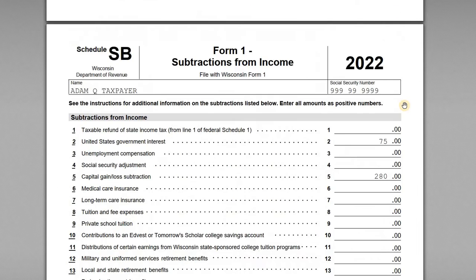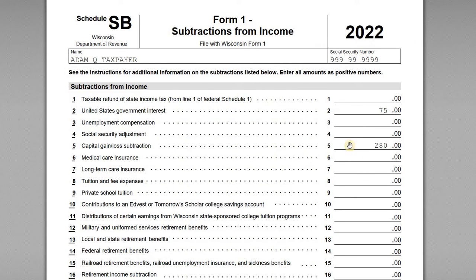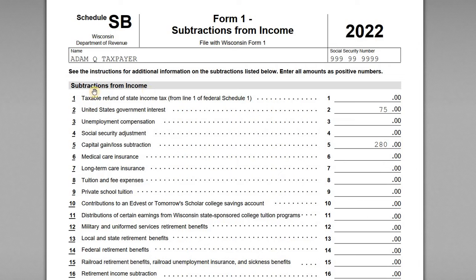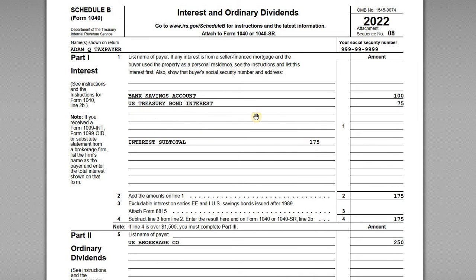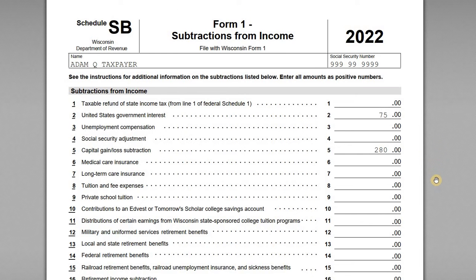And then for Schedule SB, where we have subtractions, we have our U.S. government interest. This is the Treasury interest, which is taxable at the federal level but not taxable at the state level. So we had $75 of U.S. Treasury interest. If we look at the 1040 Schedule B, we can see that reported here. U.S. Treasury bond interest, which is $75, is taxable at the federal level and is not taxable by the state. The state is not legally allowed to tax it. So you can have a subtraction from your federal AGI for that amount.